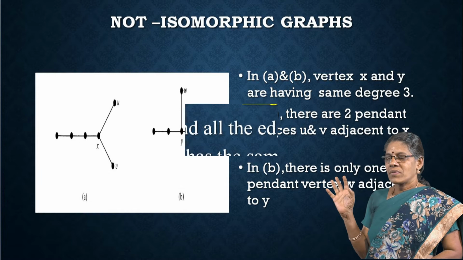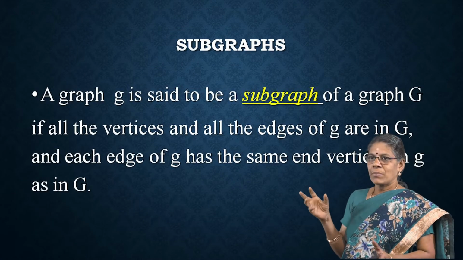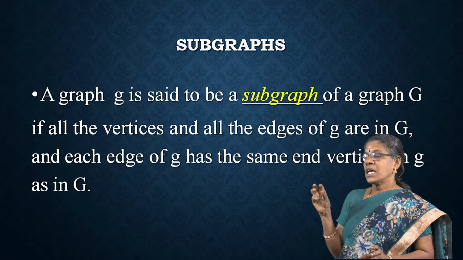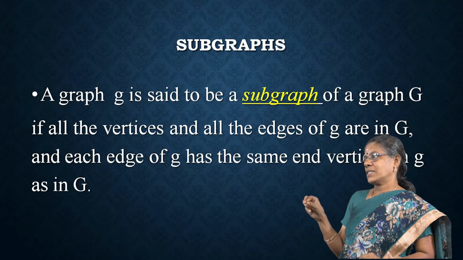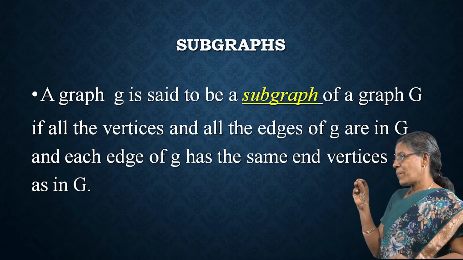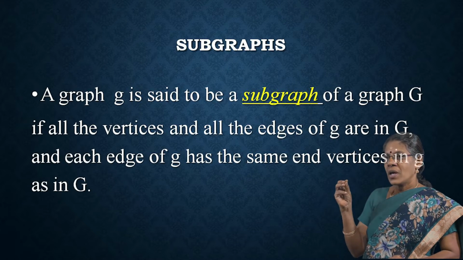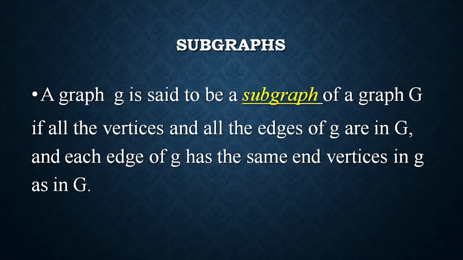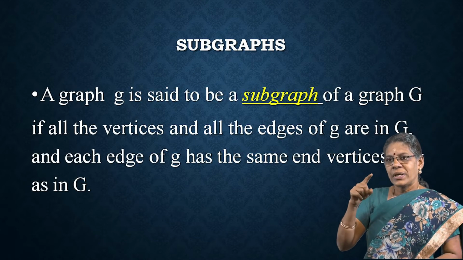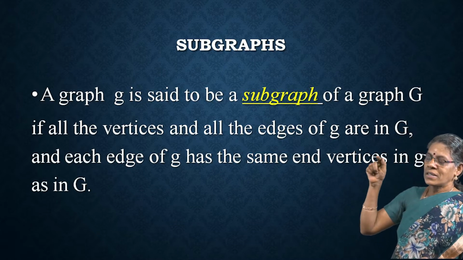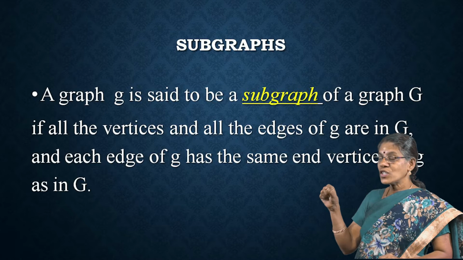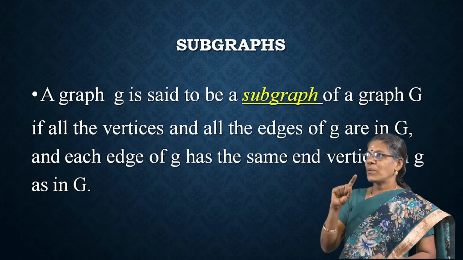Okay. Next, subgraphs. What is meant by subgraph? A graph small g is said to be a subgraph of capital G if all the vertices and all the edges of small g are in capital G, and each edge of small g has the same end vertices in small g as in capital G. Then small g is said to be a subgraph of capital G.